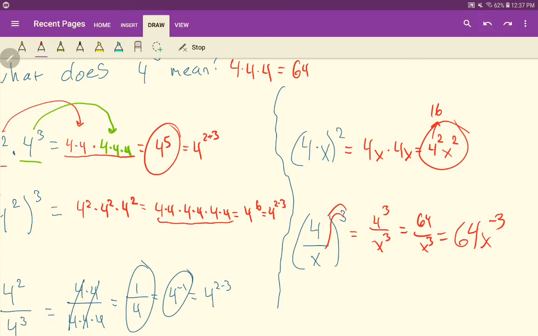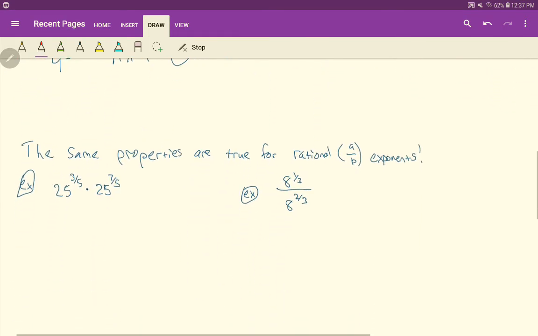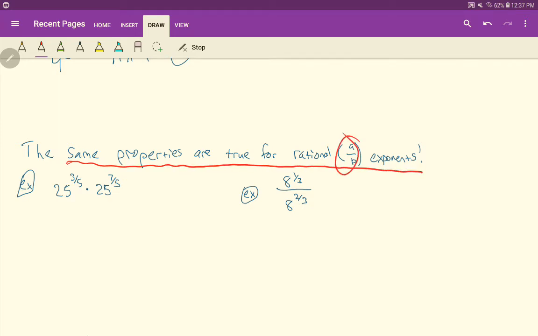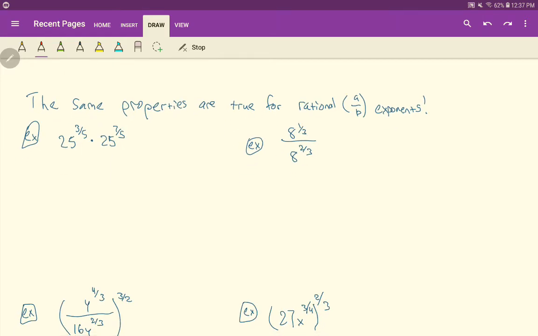Okay, so there are your refreshers on the properties. So let's use these now with our rational exponents. In fact, the same properties are true for rational, that is the fraction exponents that we've been looking at. So let's look here at this example. All right, in this case, we have 25 times 25. Okay, so the same base, and that's important. We cannot add these exponents if we have different bases, but our bases are the same. They're both 25, so we can add those exponents together. So again, we know multiplication means that we're going to add these two exponents.